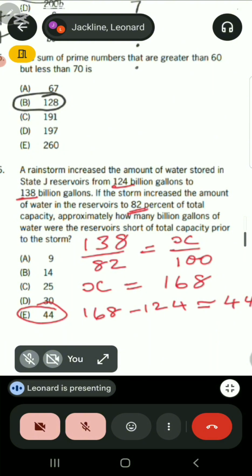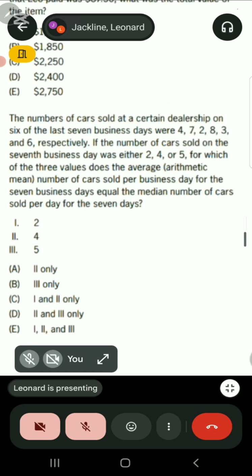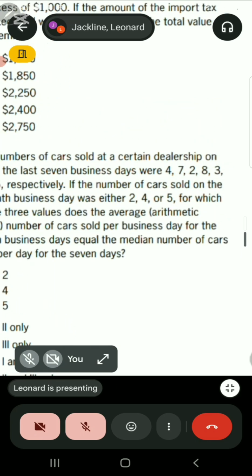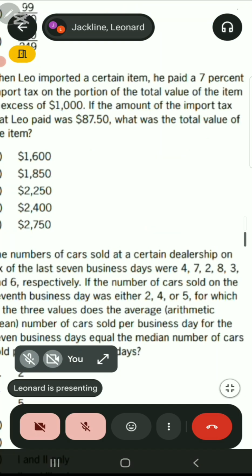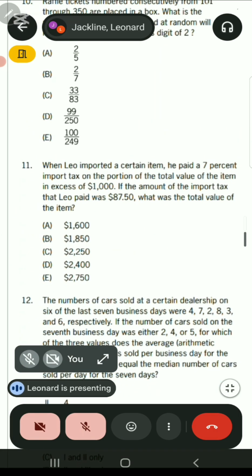Okay, so we have done that one. Now I want us to take another one that at least makes use of proportion. Look at number 11. Now that you know you can solve number 11 using proportion, how do you think we can go about it? Solving number 11 using proportion.